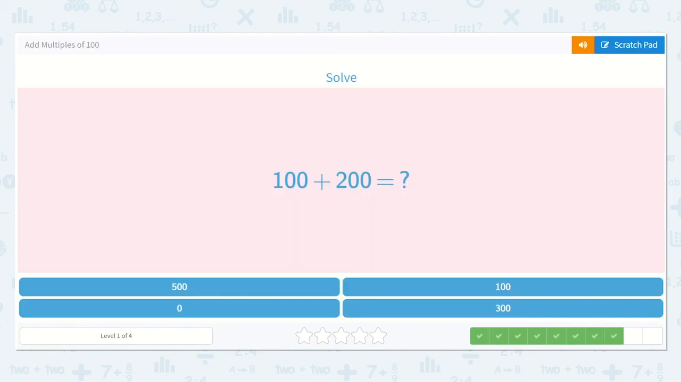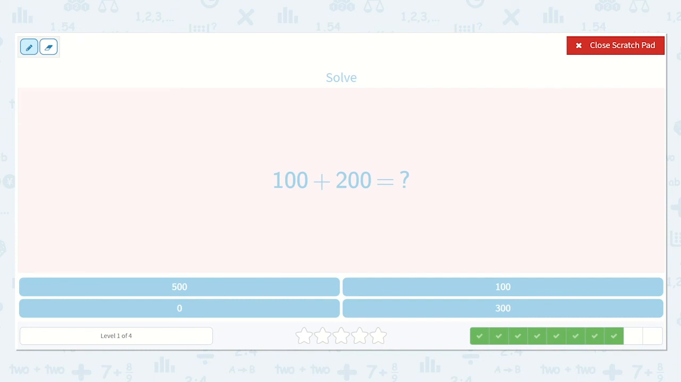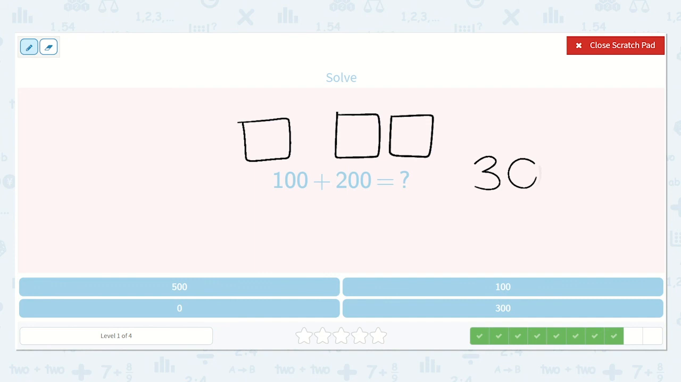Here we have 100 plus 200. I will draw 100, and then I will draw 2 more hundreds. How many hundreds is that? 1, 2, 3. There is a 3 in the hundreds place, and then we have no tens and no ones. 300. There it is.